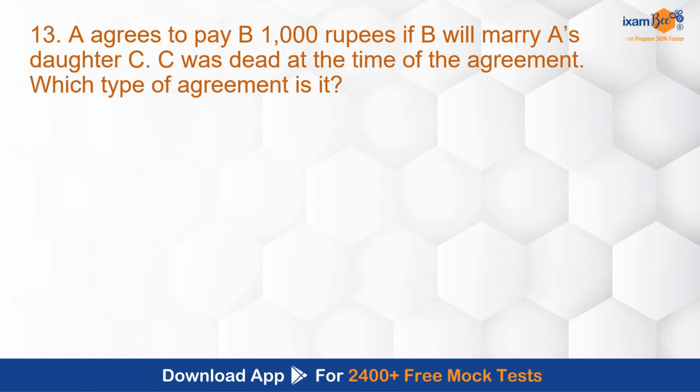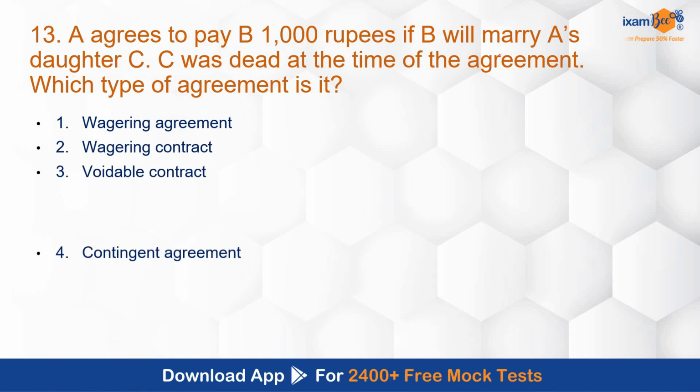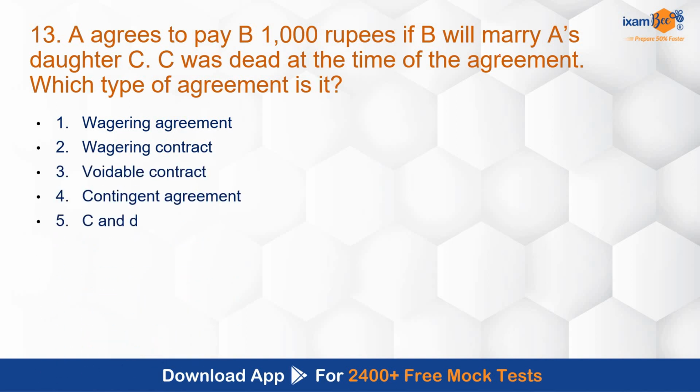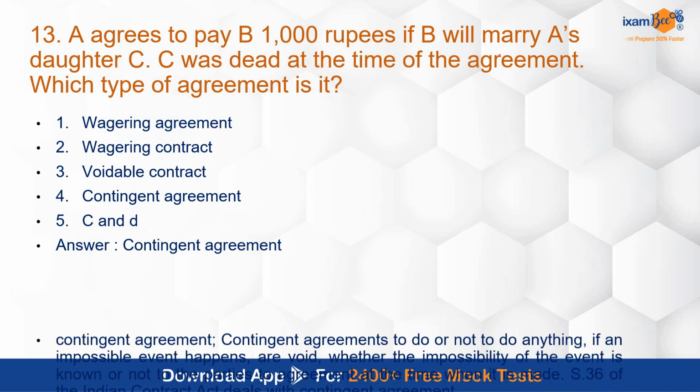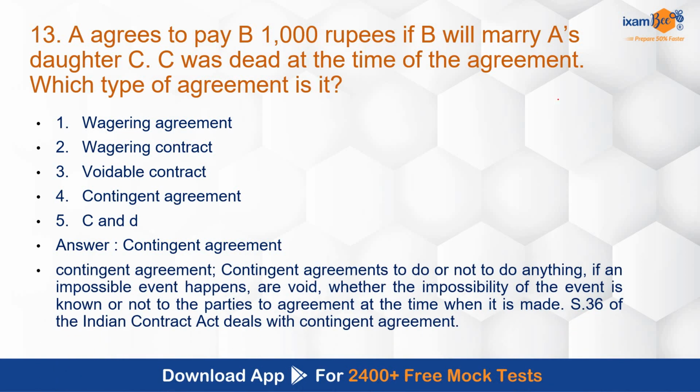Question number 13. A agrees to pay B rupees 1000 if B will marry A's daughter C. C was dead at the time of the agreement. Which type of agreement is this? Wagering agreement, wagering contract, voidable contract, contingent agreement, C and D. The correct answer here is contingent agreement. Contingent agreements to do or not to do anything if an impossible event happens are void, whether the impossibility of the event is known or not to the parties to the agreement at the time when it is made. Section 36 of the Indian Contract Act deals with this.